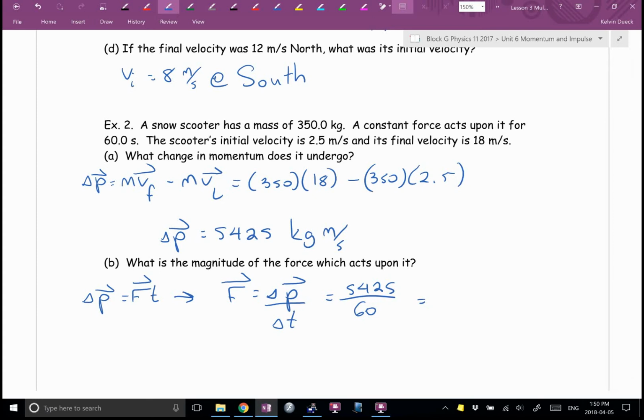So we'll go 3 sig figs. I agree with you, Chantal. After all that, 90.4 newtons I would take. What would the direction be? Whatever direction the impulse was. What would that direction be? Well, I'd have to tell you the directions of the velocities. But force gets its direction from the change in momentum.